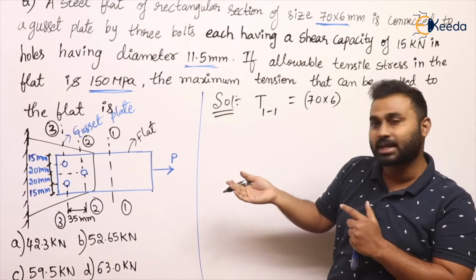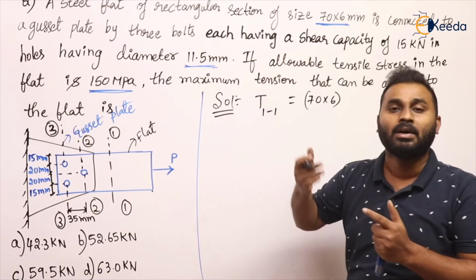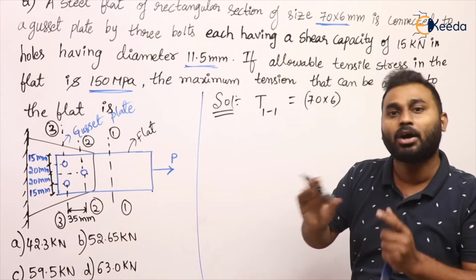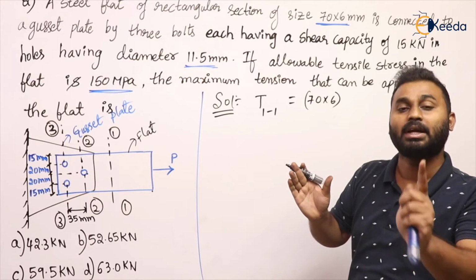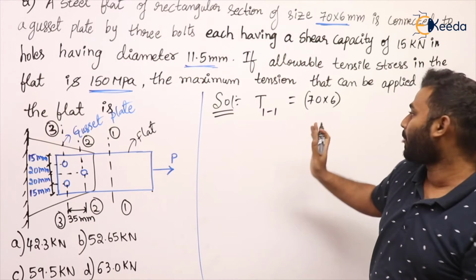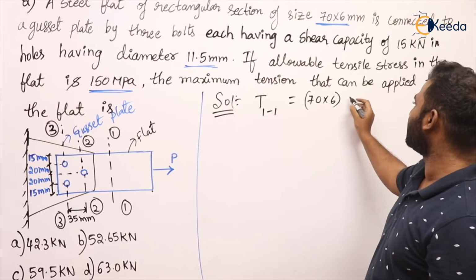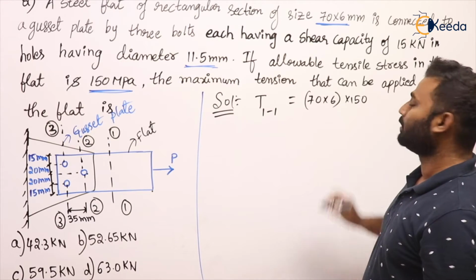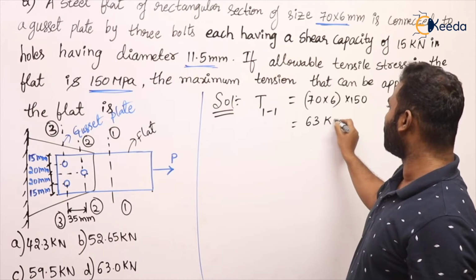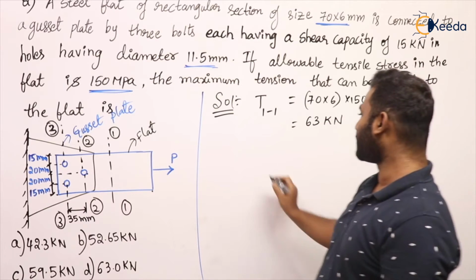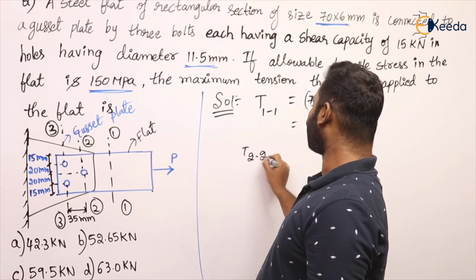If we are able to select these 3 sections and find the tension at each section, out of those 3 locations, wherever the tension force is minimum is considered as the answer. So 70 into 6 into 150. Upon simplifying, we'll get 63 kilonewton.